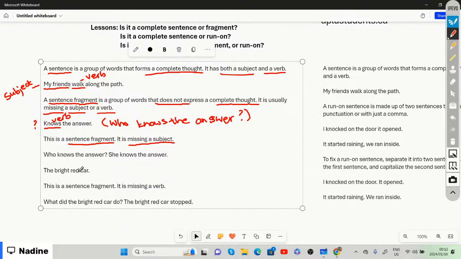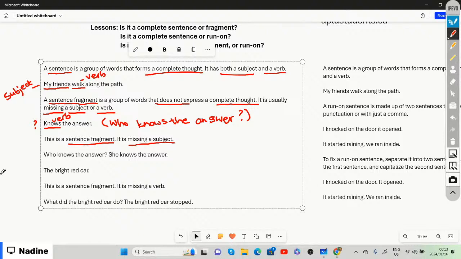So we need to basically ask ourselves, who knows the answer? They must either say she knows the answer, he knows the answer, or they must give a specific person's name or people's names. But you cannot just, for example, say "knows the answer," because now it clearly means that the subject is missing, because the question is who knows the answer.